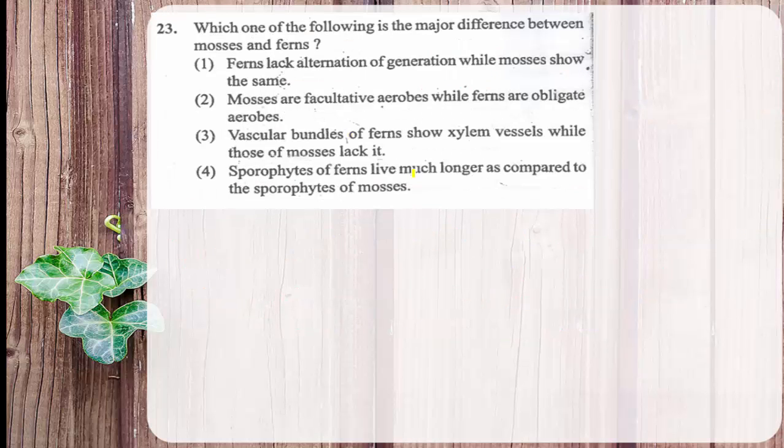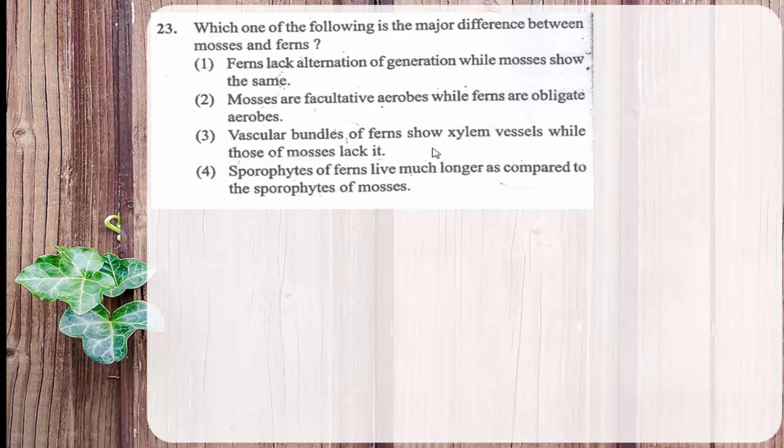Then moving to the next one. Which one of the following is the major difference between mosses and ferns? Mosses are higher members of bryophytes and ferns are higher members of pteridophytes. Ferns lack alternation of generation while mosses show the same. No, in both the cases the alternation of generation is present. Mosses are facultative anaerobes while ferns are obligate anaerobes. Both of them are aerobes. They compulsorily require oxygen for their existence.